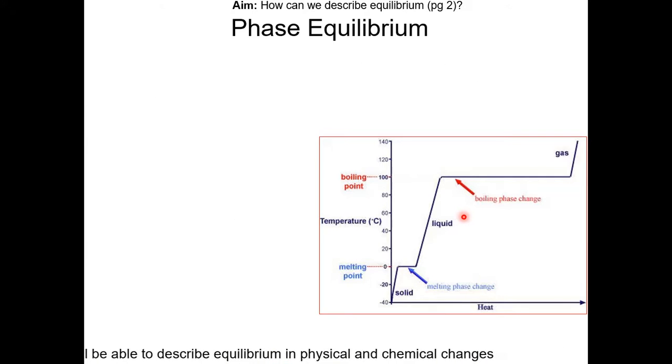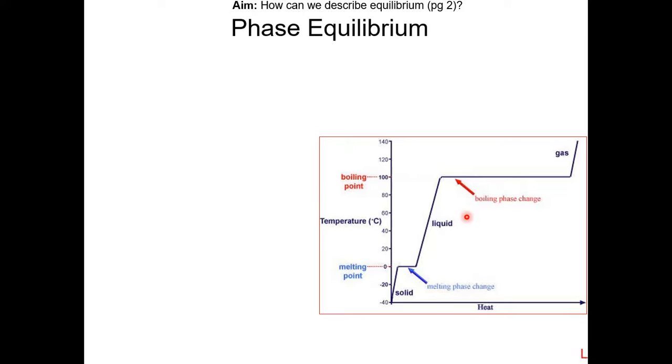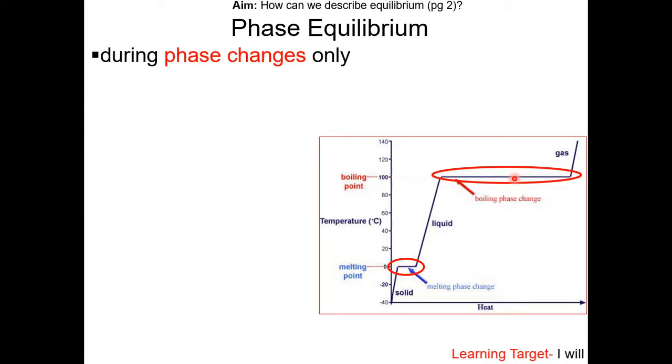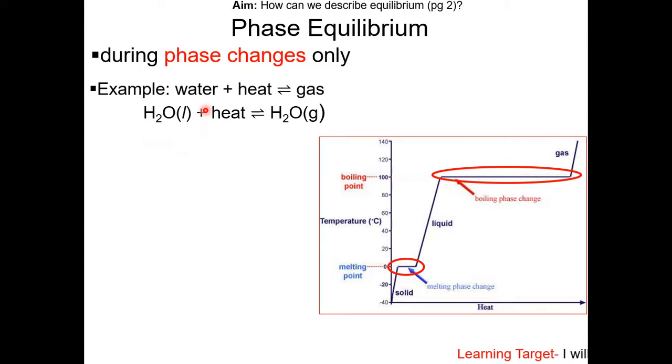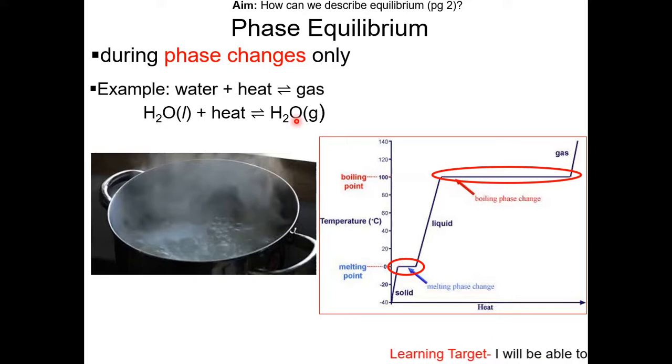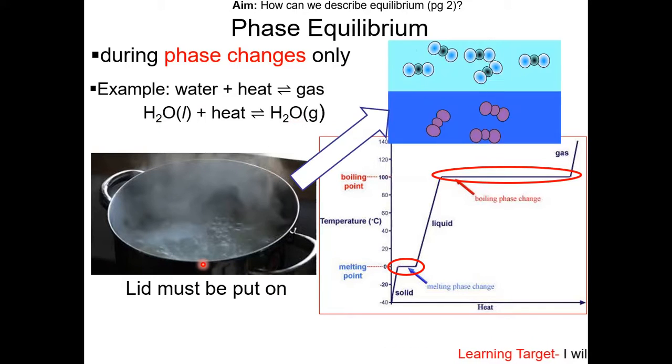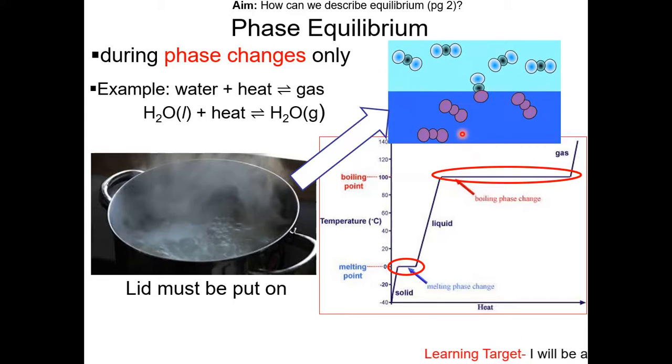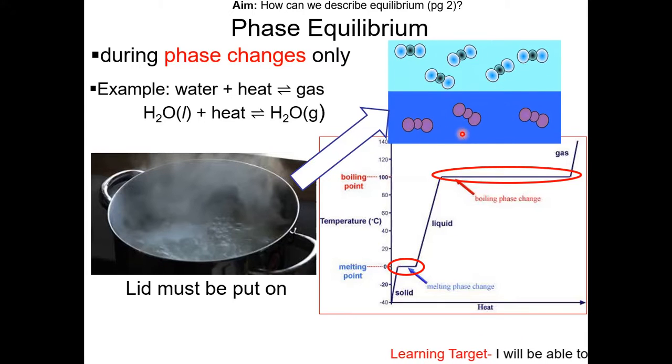Now we're going to look at different types of dynamic equilibrium. The first one is phase equilibrium, which occurs during a phase change. On the heating curve, equilibrium will exist at the flat parts because that's during a phase change. Here's an example. During boiling, water in a liquid state becomes water in a gas state. If the lid is on during boiling, phase equilibrium will exist, as you can see in this GIF.